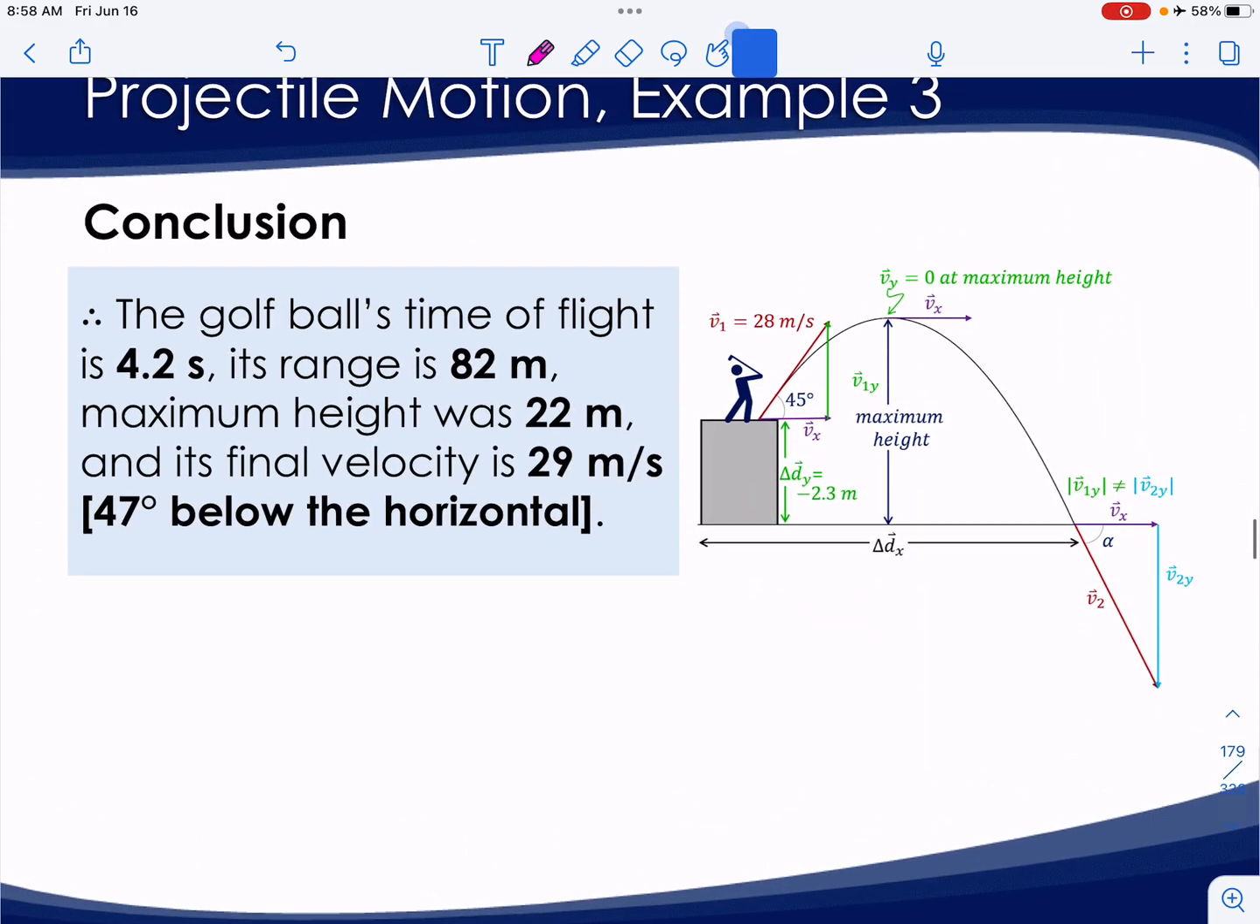So, in conclusion, the golf ball's time of flight is 4.2 seconds. Its range is 82 meters. Its maximum height was 22 meters because it was the 20 plus the 2.3. Its final velocity is 29 meters per second, 47 degrees below the horizontal.